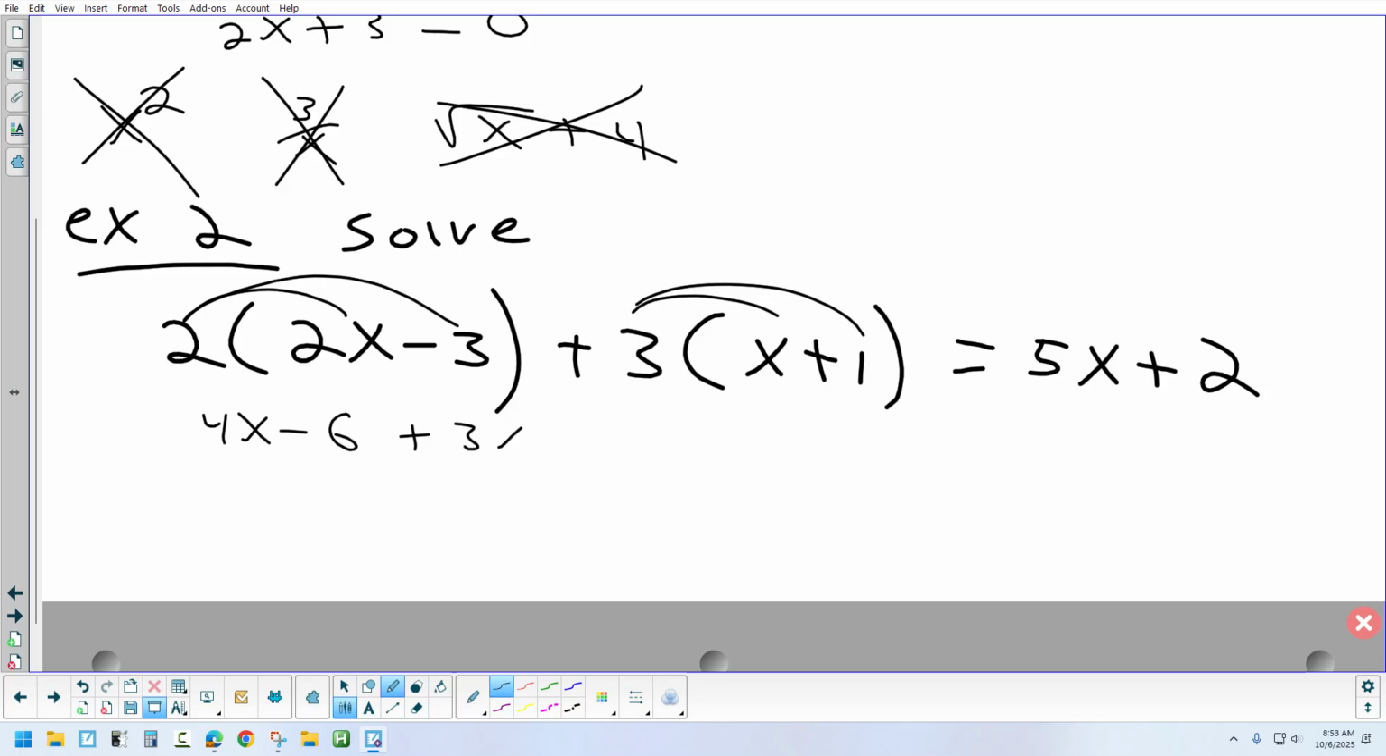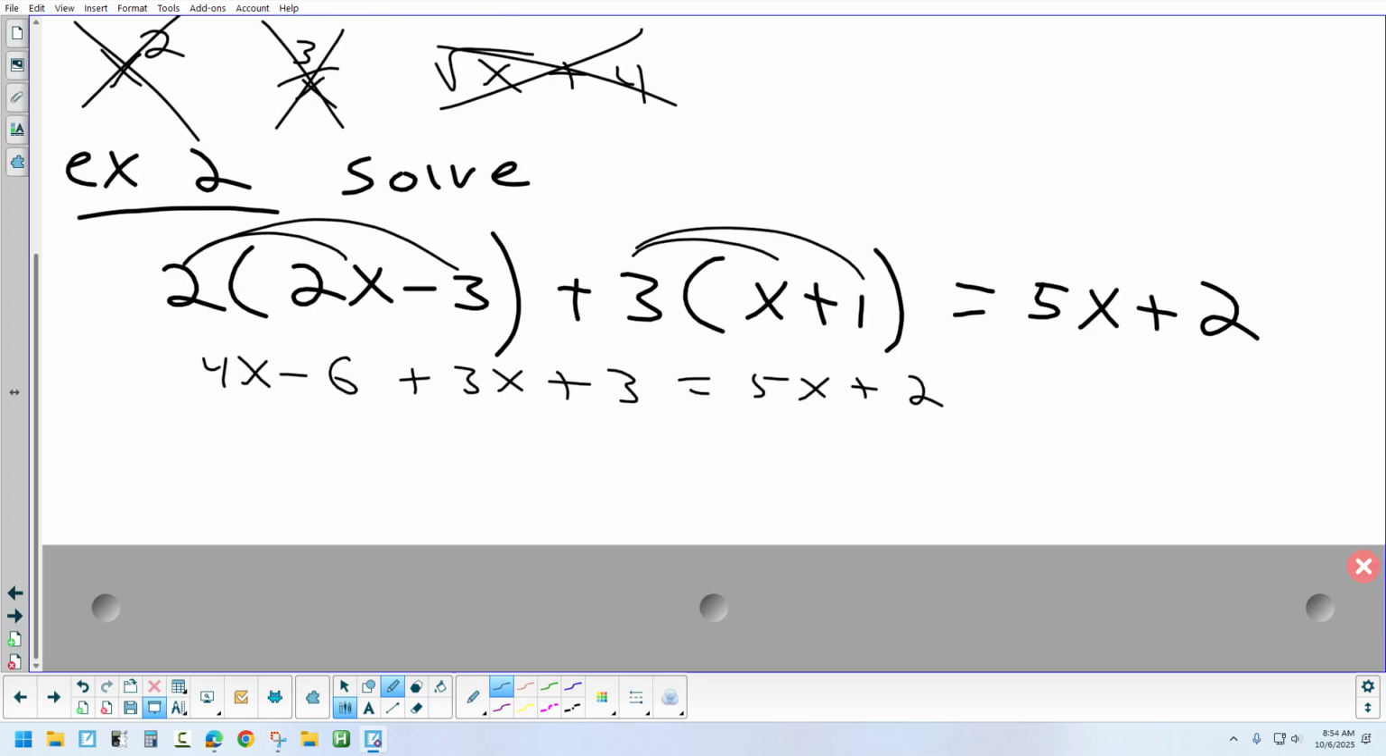3x plus 3. Yep. For the right-hand side, we're going to keep it the same at this step. How about, Gianna, what else can I still do on the left-hand side? Yeah, I've got some like terms I can combine. What are a pair of like terms? 4x and 3x. Okay, so 4x and 3x, and when you combine those, you get how much? 7x.